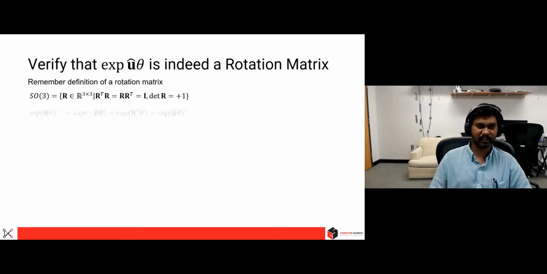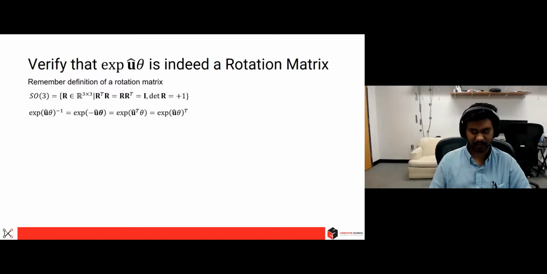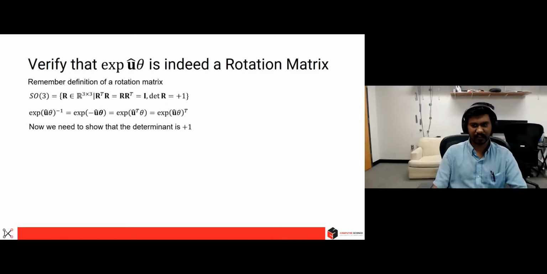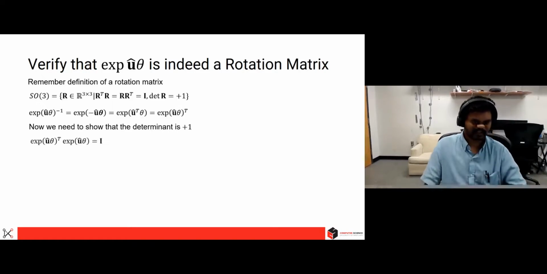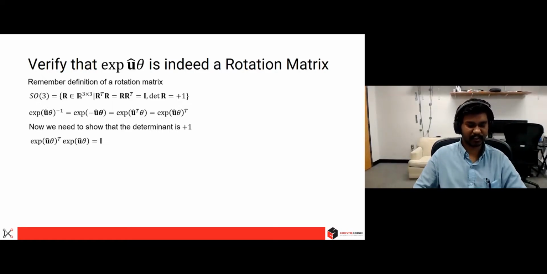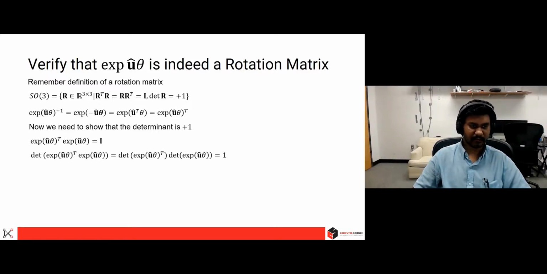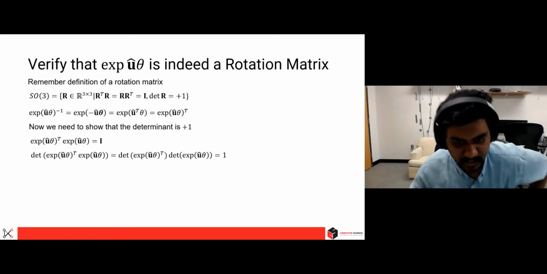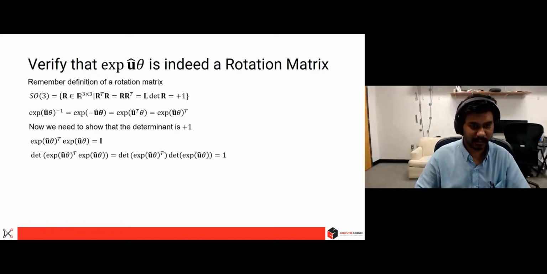And let's exponentiate u hat theta and take the inverse of it. We can clearly find that the inverse of the exponentiation of u hat theta is the transpose of the matrix, which is the first property for a rotation matrix. Now we need to show that the determinant is indeed +1. This can be simply shown by taking the exponentiation of u hat theta transpose times the exponentiation of u hat theta, and we can take the determinant of both sides, and it's clear that the answer is 1.